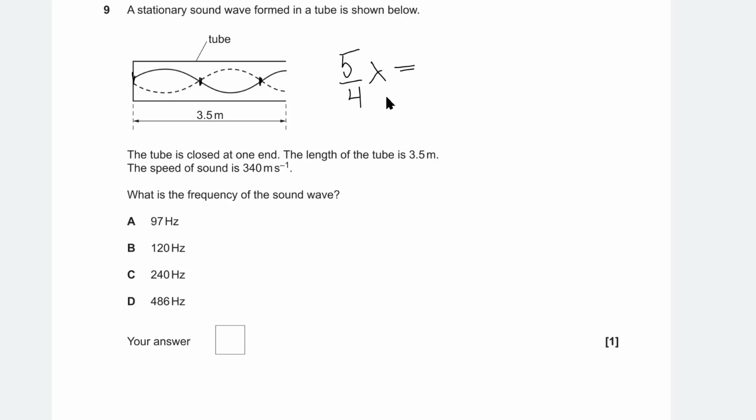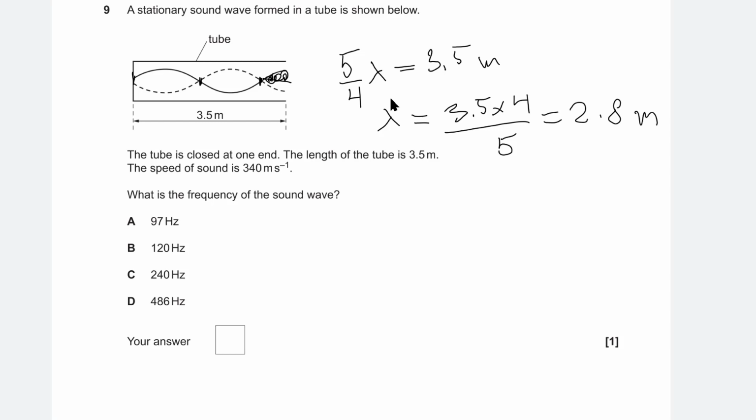Lambda will be given by 3.5, and once again this distance here is basically a quarter of a wavelength, equal to 3.5 meters. So that means the wavelength lambda will be 3.5 times 4, divided by 5. What would that give me? 3.5 times 4 divided by 5, that's going to be 2.8 meters.